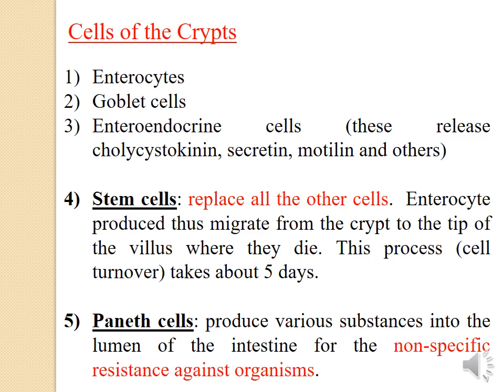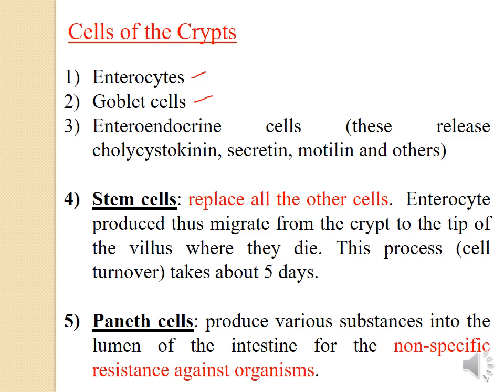So, what are the cells that are found in the intestinal glands or in the intestinal crypts? Here we have enterocytes and goblet cells, the same cells that we talked about earlier. We have enteroendocrine cells, the endocrine cells of the small intestine. They secrete various hormones like cholecystokinin, secretin, motilin, and others. We have stem cells. These replace all the other cells of the glands and the villi.